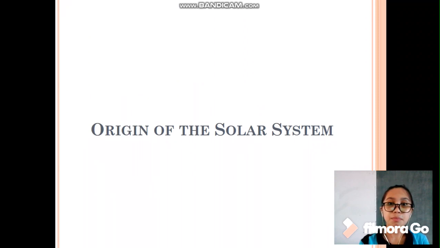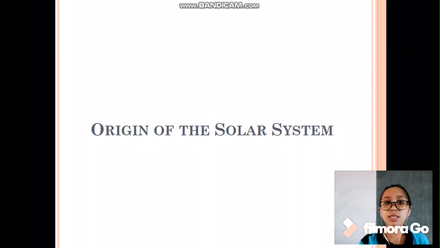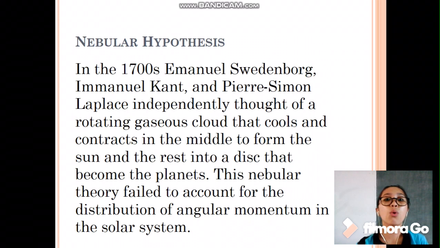Now let's go to the origin of the solar system. There are many hypotheses on the origin of the solar system. First, the nebular hypothesis, by Emanuel Swedenborg, Immanuel Kant, and Pierre Simon Laplace. Independently, they thought of a rotating gaseous cloud that cools and contracts in the middle to form the sun, and the rest into a disk that becomes the planets.